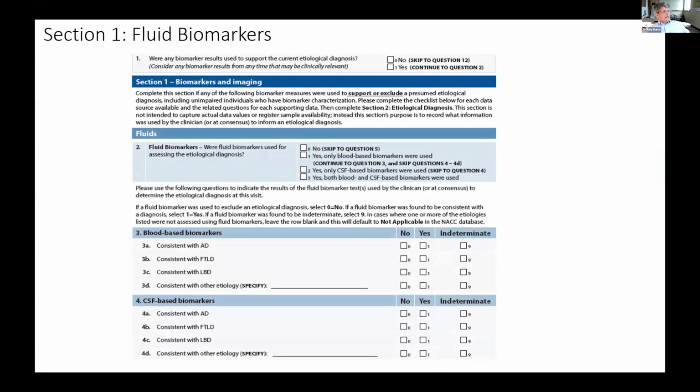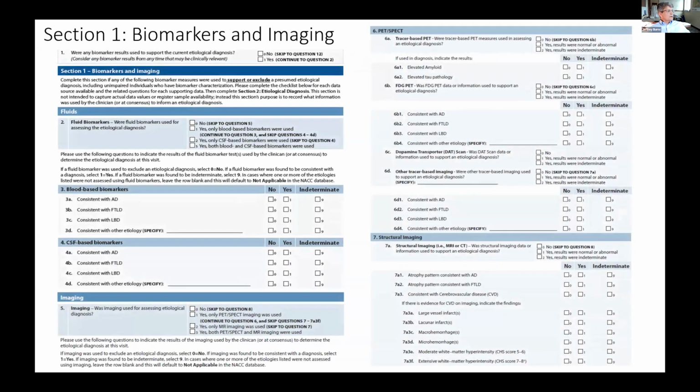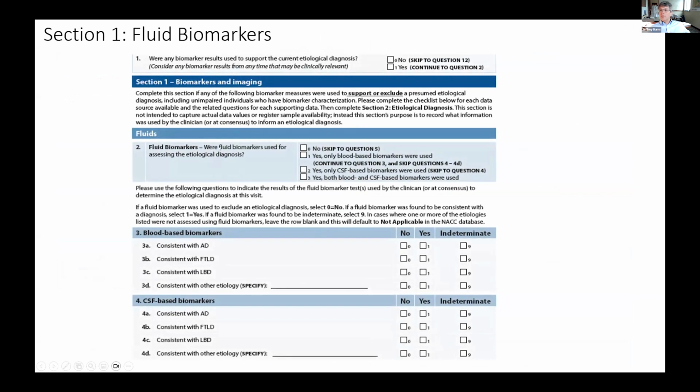At the top, basically, the question is, were any biomarker results used to support the etiological diagnosis? If the answer is no, we jump over everything and go straight to the etiological diagnosis, which can be made without biomarkers. And that's how we've been doing it. You need to assign an etiology, a presumed etiology, whether you have biomarkers or not. If you don't have biomarkers, this doesn't mean your center doesn't have them. It just means that in the assessment of the diagnosis, either it wasn't available, or you may have it but it wasn't used at consensus or at the clinician assessment to support the diagnosis. So if the answer is yes, then we move into the next question of fluid biomarkers.